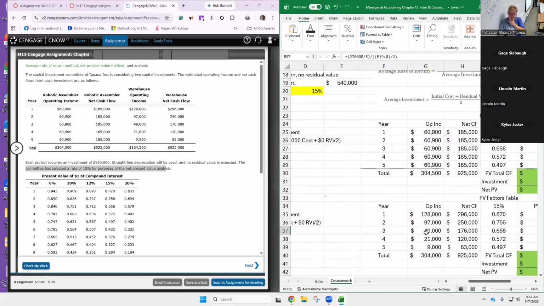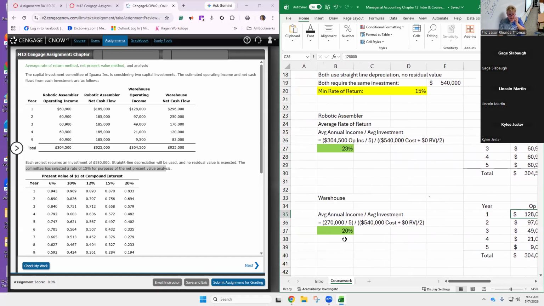Okay, hang on. The only difference that you're going to see is the amount of income is coming in earlier for the warehouse. The robot is coming in by an annuity method. Okay, the same amount, same amount, same amount. But this one is coming in faster. That will affect our present value, but this should be the same. So let me see what I've done here and what's going on. I should be able to copy this here. So I will double check what's going on.